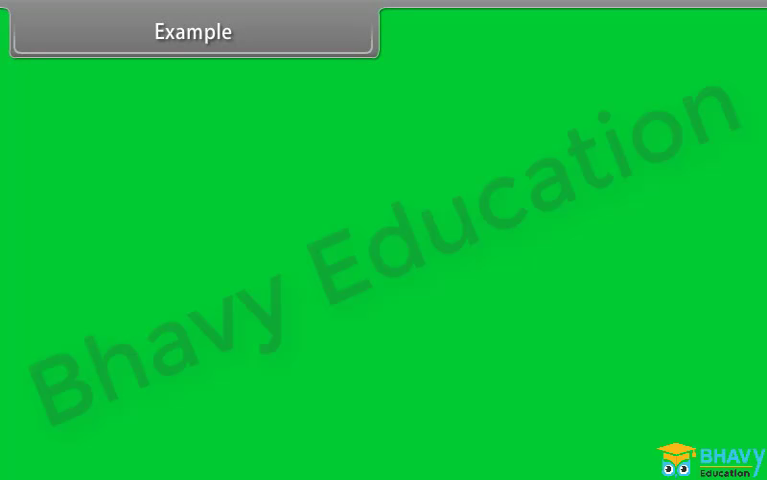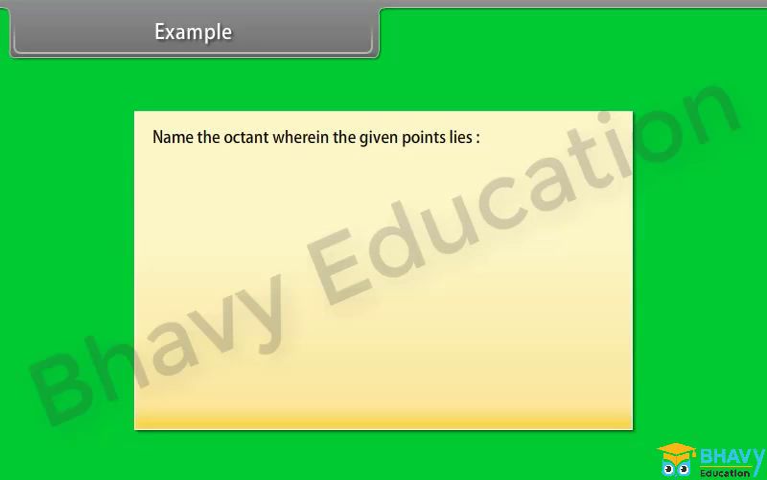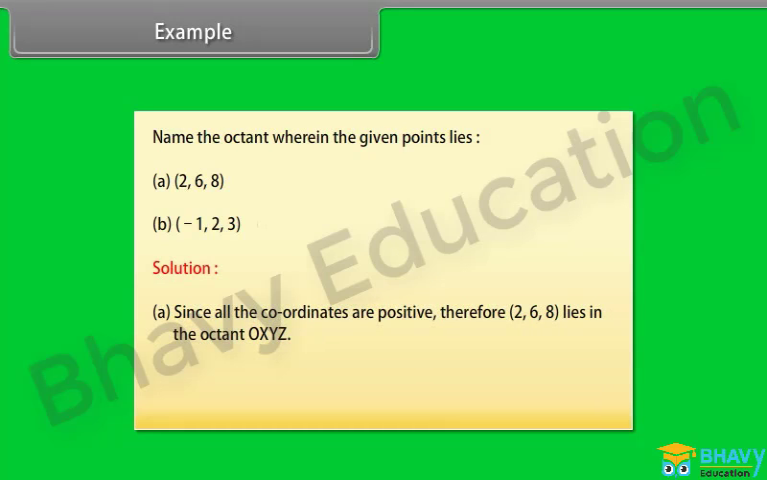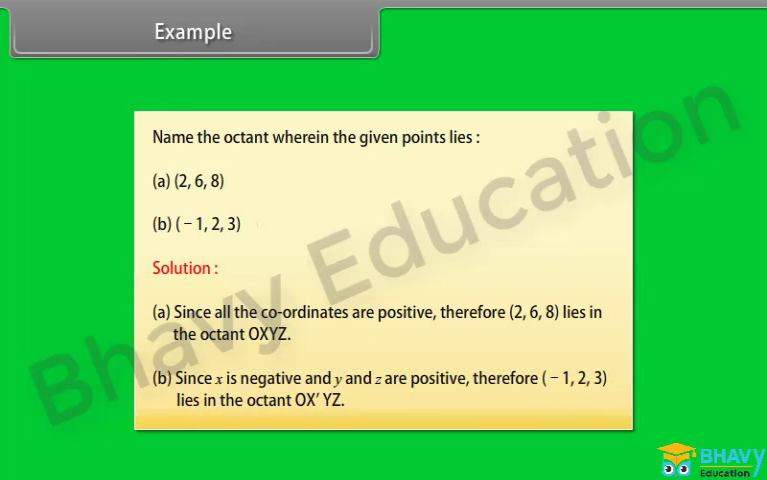Example: name the octant where the given points lie: (2, 6, 8) and (-1, 2, 3). Solution: since all the coordinates are positive, therefore (2, 6, 8) lies in the octant OXYZ. Since x is negative and y and z are positive, therefore (-1, 2, 3) lies in the octant OX'YZ.